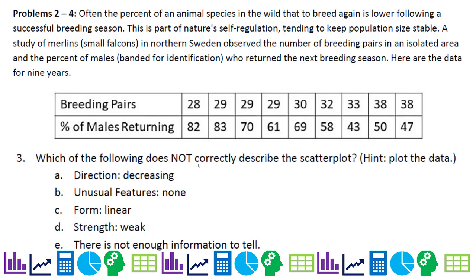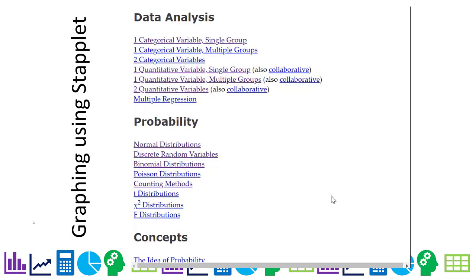Then it asks us, which of the following does not correctly describe the scatter plot? So they're talking about direction. So you might recognize DUFS here: direction, unusual features, form, and strength. So I'm going to go ahead and first use Statlet to graph the data. If you don't have access to a calculator, at least you can use Statlet.